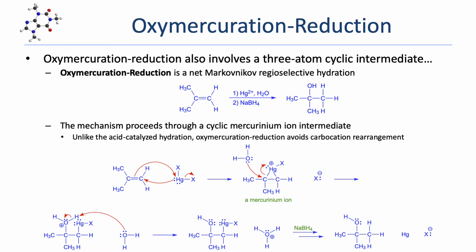In most cases, the product formed from an acid-catalyzed hydration and an oxymercuration reduction will be exactly the same. Both reactions are simply Markovnikov regioselective hydrations. One big difference is that the acid-catalyzed hydration goes through a carbocation intermediate, whereas oxymercuration reduction does not. It involves the formation of a mercurinium ion. And because oxymercuration reduction does not go through a carbocation, it is not prone to carbocation rearrangements. And that means that reactions of alkenes that are prone to rearrangement under acidic conditions will give a different product in the acid-catalyzed hydration than in the oxymercuration reduction.